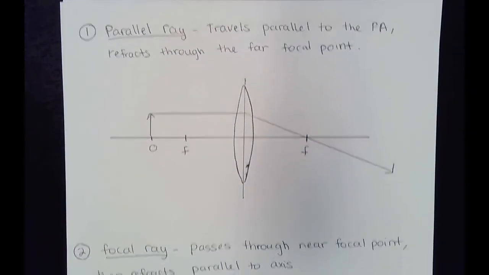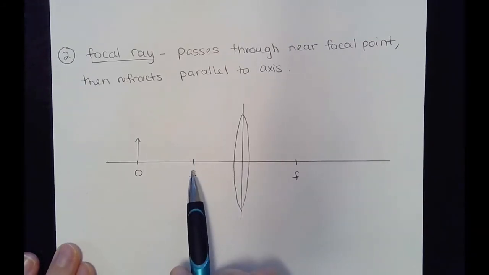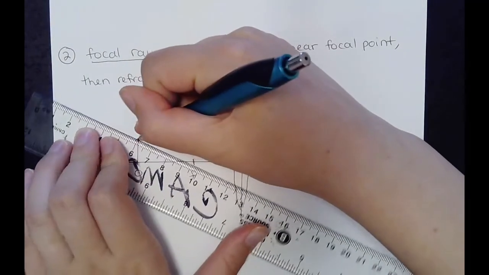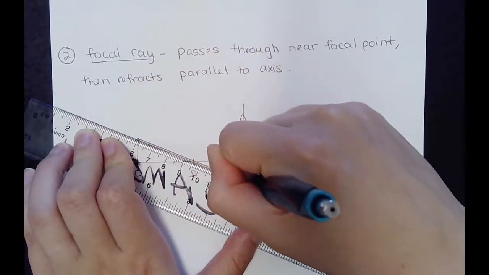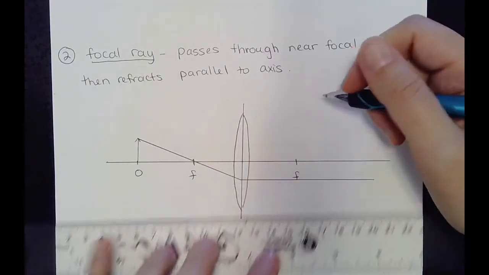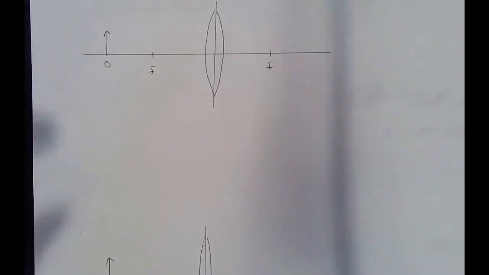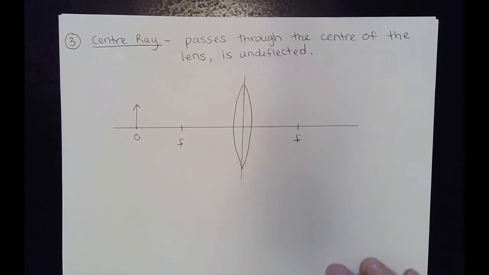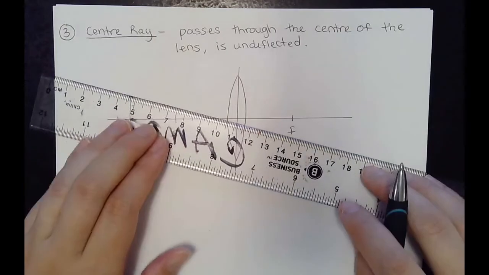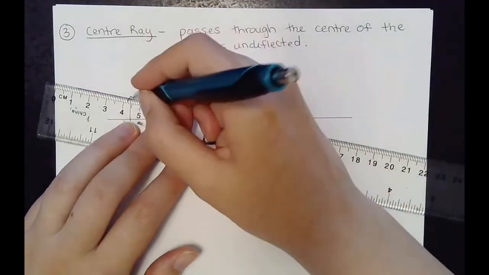Okay, and then the second ray is the focal ray, which passes through the near focal point and then refracts parallel to the axis. So I'm going to take the top of the arrow and go through that near focal point, hit the plane of the lens, and then refract parallel. So turn my ruler to parallel, and it passes through there. Okay, I only do 3 rays for lenses, so we do want to draw all of them in order to find the image. Here's the third one, the center ray. This one's easy. It will pass through the center of the lens and remain along that line, so it will refract on the same line. Okay, so like this.